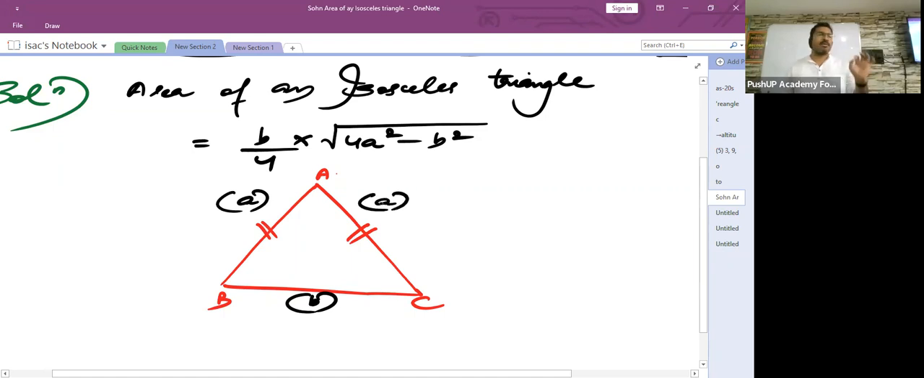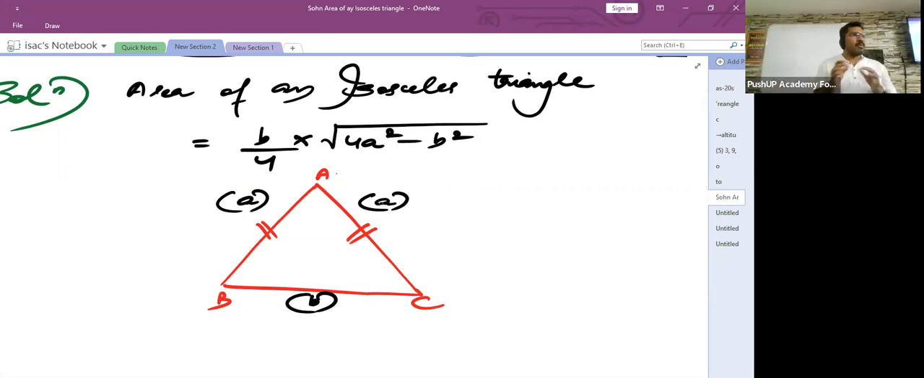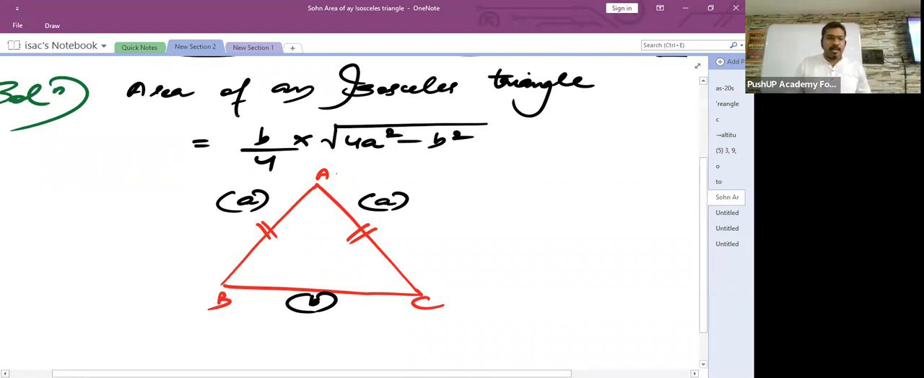AB and AC as small letter a. If AB is equal to a, then AC has to be obviously a, isn't it? Because both the sides are equal. Now, children, the area of an isosceles triangle is found directly by using the formula: the base b divided by 4 into square root of 4 times the equal side square minus the base square.